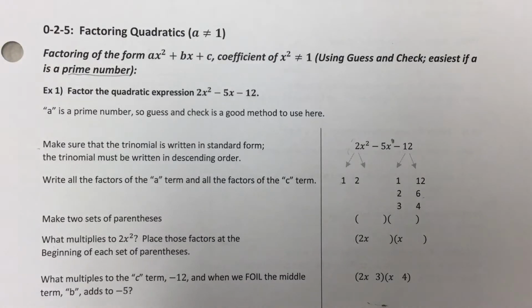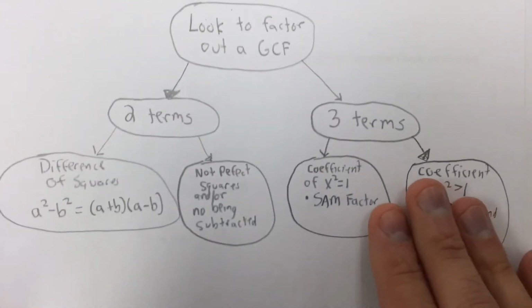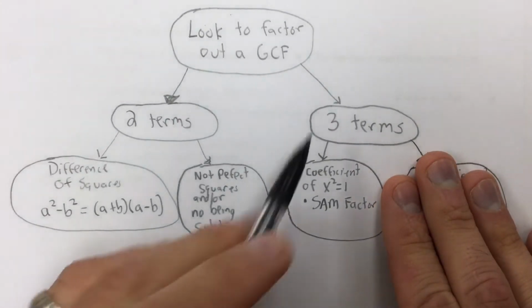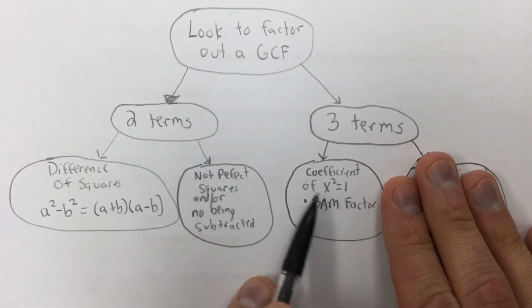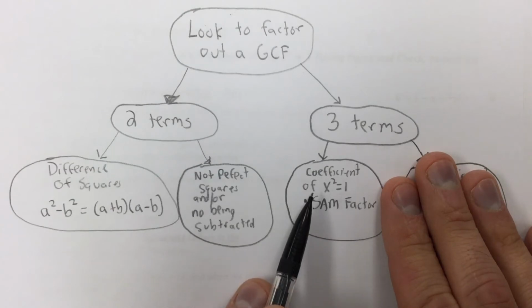All right, today we're going to look at factoring. If we look at our flow chart, yesterday we looked at 3 terms, and we only looked at it if the coefficient of x squared was a 1. Okay, what if it's greater than 1?